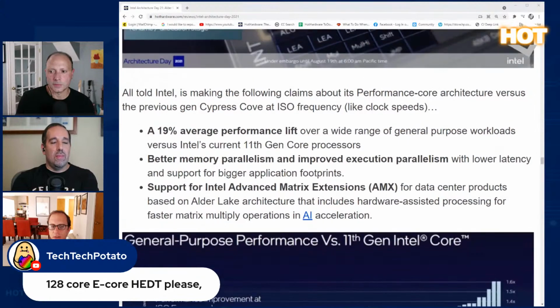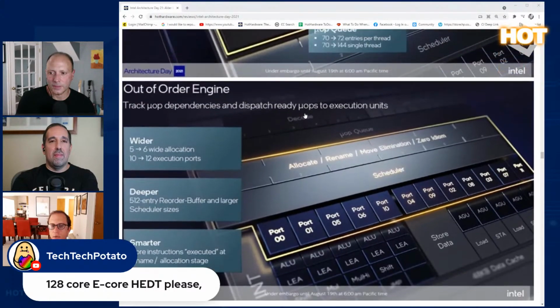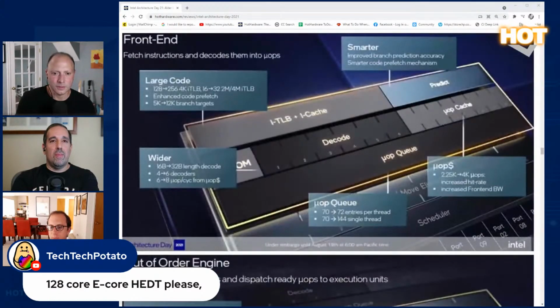But the other thing that they did talk about is the size of the history arrays in the branch predictor. So you're tracking more history and able to make better predictions. But that is very much something that Intel.